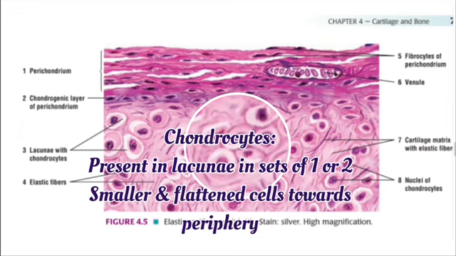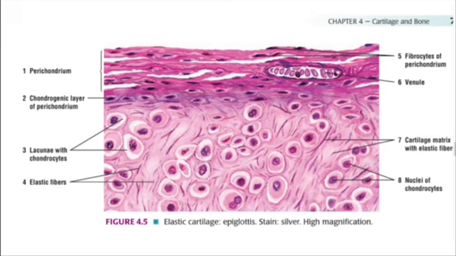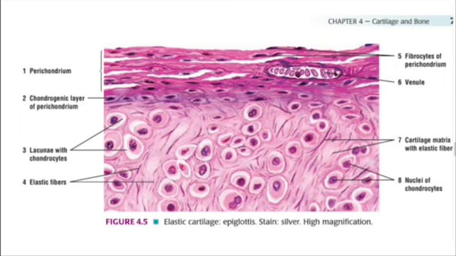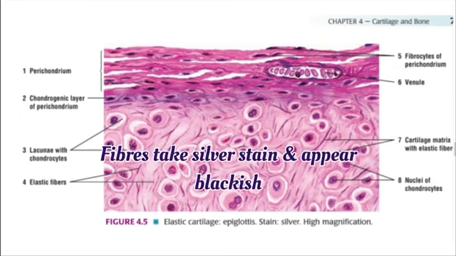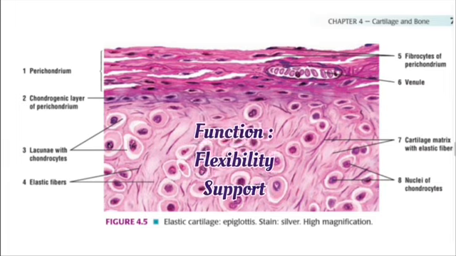The smaller and flatter chondrocytes are distributed peripherally as before, and you get to see fine branching elastic fibers dispersed in the matrix. Since these are elastic fibers, they also take the silver stain and may appear blackish. The presence of elastic fibers gives the cartilage flexibility in addition to support.